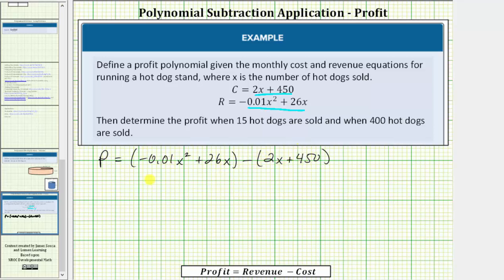And now let's simplify this by clearing the parentheses. If it's helpful, we can think of distributing a positive 1 here, which won't change the sign of either term inside the parentheses, but because of the subtraction, we would distribute negative 1, which will change the sign of both terms inside the parentheses. So we'd have p equals negative 0.01x squared plus 26x, but then distributing negative 1, we'd have minus 2x minus 450.